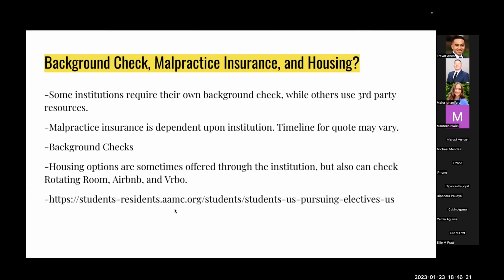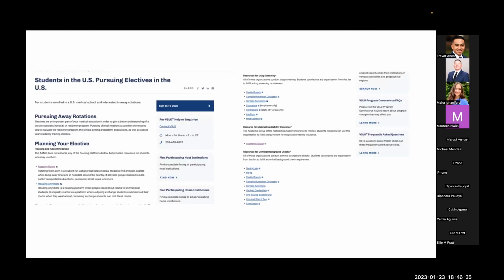It's by AMC. You can go on Google and type in AMC student US pursuing electives US, or you can screenshot this right now if you want. I'll leave it up for a couple seconds. But essentially it'll take you to here, where this is the website itself, and it literally lays out everything in one single page about what you need to do or how to find resources to plan out your electives. And so they have a rotating room link right here. Here's another link about finding housing anywhere for finding really good rates.